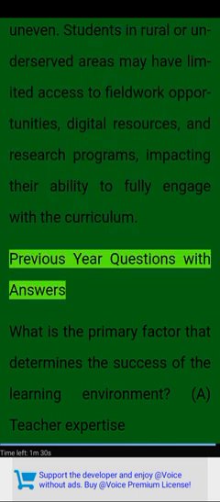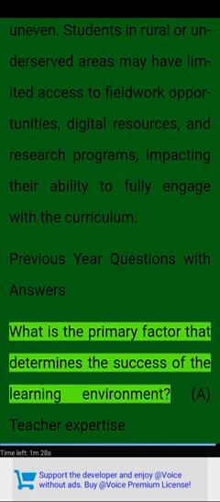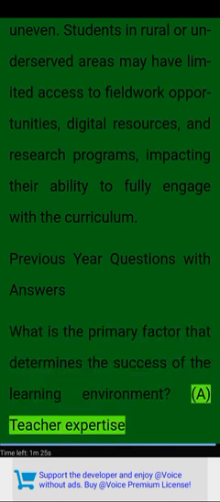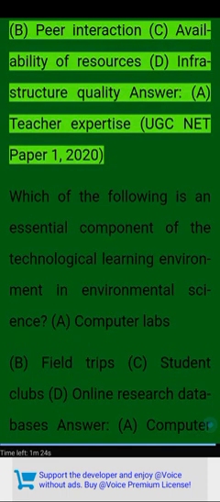Previous year questions with answers. What is the primary factor that determines the success of the learning environment? A. Teacher expertise. B. Peer interaction. C. Availability of resources. D. Infrastructure quality. Answer. A. Teacher expertise. UGC Net Paper 1, 2020.